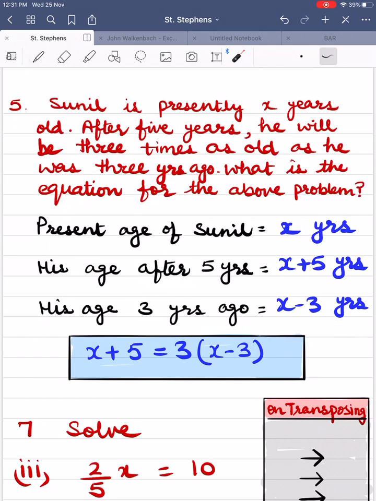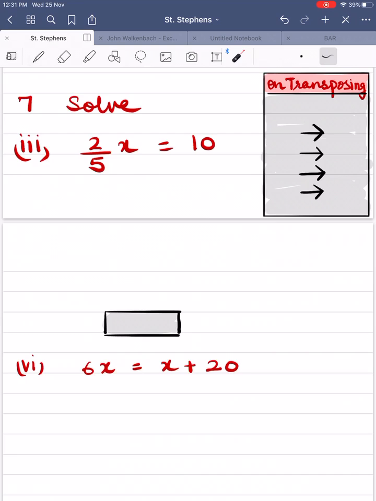Now children, let's move to question 7. Solve. Now here children, we will solve the equations by transposition methods. And children, remember, on transposing any term from one side to the other, plus sign changes to minus sign, minus sign changes to plus sign, multiplication sign changes to division sign, and division sign changes to multiplication sign.